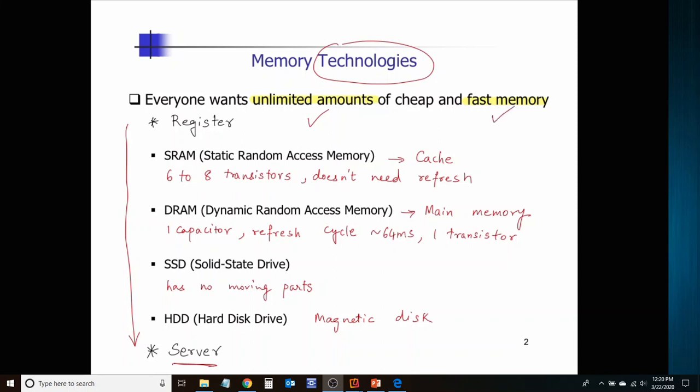Now, if I just connect those two objectives to my technologies, I'm able to achieve unlimited amounts because of the presence of the largest memory in my list, which is going to be probably a server or in most cases a hard disk. But in the case of fast memory, I'm able to achieve the speed because the limiting factor is going to be the speed of the cache or the register. Most likely it's going to be the cache.